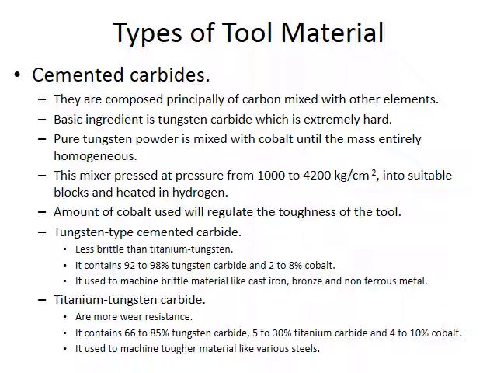The next important point is tungsten type of cemented carbide, which is less brittle than titanium tungsten. It contains 90 to 98% tungsten carbide and 2 to 8% cobalt. It is used to machine brittle materials like cast iron, bronze and non-ferrous metals. Titanium tungsten carbide tools are the most wear resistant. It contains 65 to 85% tungsten, 5 to 30% tungsten carbide and titanium carbide, and 4 to 10% cobalt. It is used to machine tougher materials like various steels.